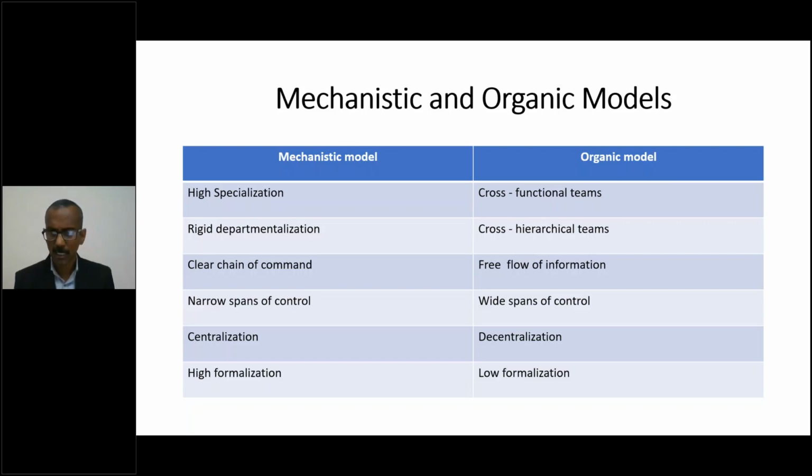So, since there are two extremes, we have two models. These two are extremes. One is the mechanistic model. The other one is the organic model. Actually, already we have seen the kind of arrangement that will be in each of these. But the name, mechanistic, just think about that term and the literal meaning of it. Mechanistic, organic. So we have two extremes, mechanistic model and organic model.